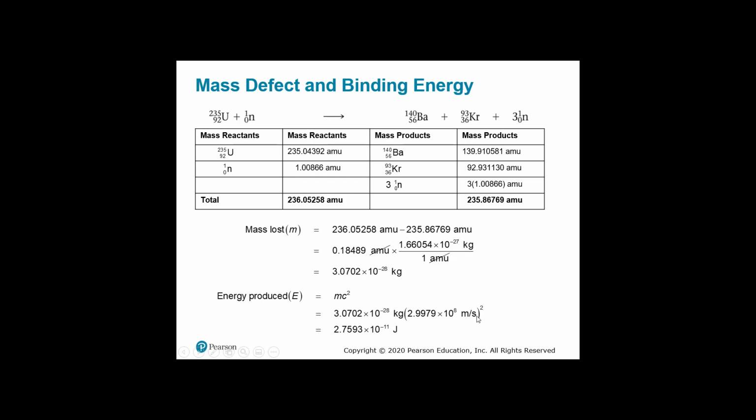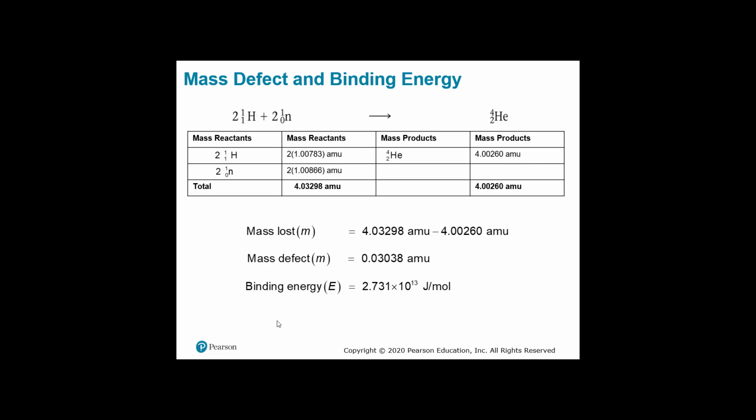We have our c squared, the speed of light squared, and it gives us our energy, which is 2.7593 times 10 to the negative 11 joules. So the amount that we end up producing here is for one nucleus, which may not seem like a lot of energy, but we are dealing with a chain reaction and bombardment. So all of this ends up adding up.